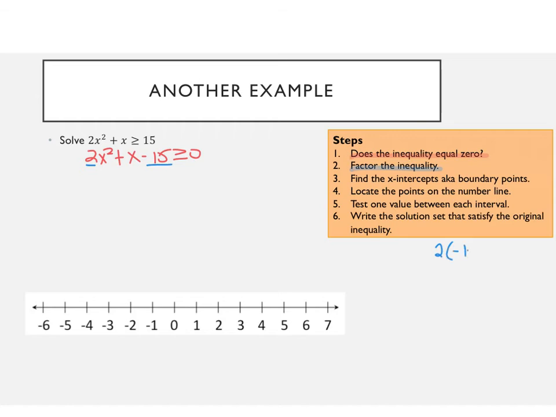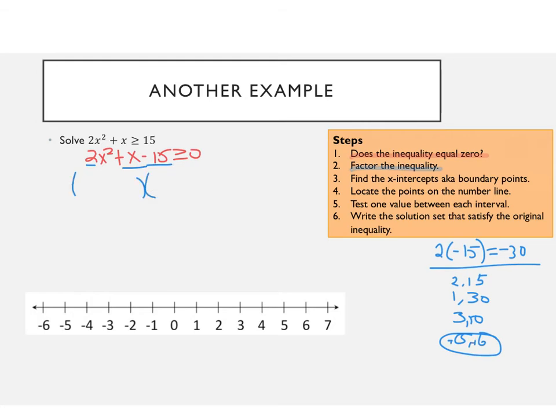So 2 times -15 we know is -30. And the factors of 30 are 2 and 15, obviously, 1 and 30, 3 and 10, and 5 and 6. So we're going to ask ourselves which pair of factors adds to give us the middle positive 1x. And hopefully we recognize we're going to use a negative 5 and a positive 6.